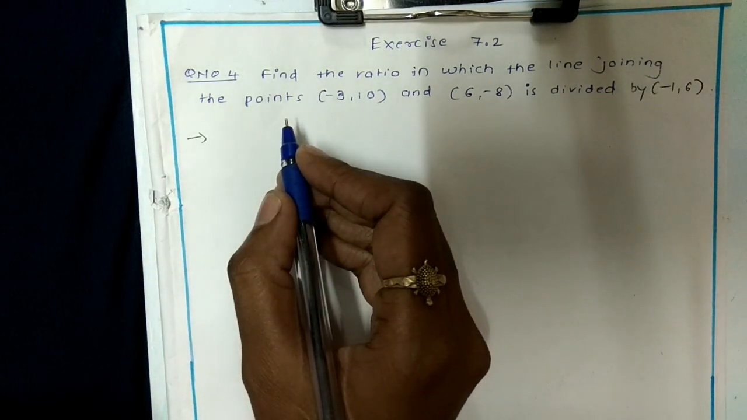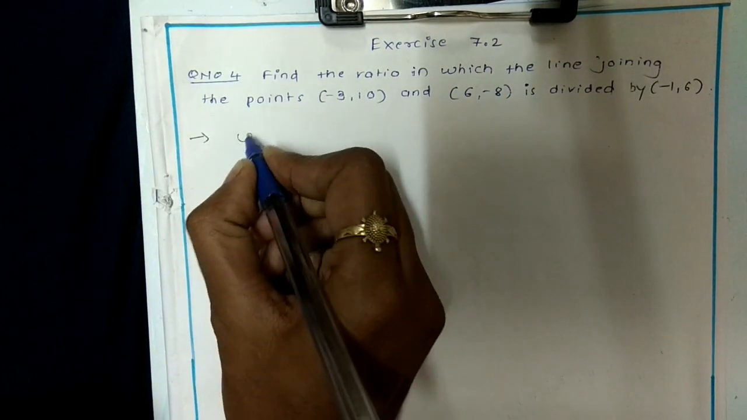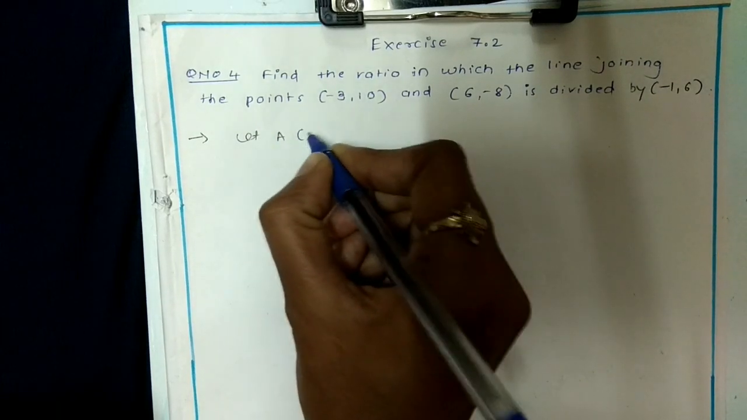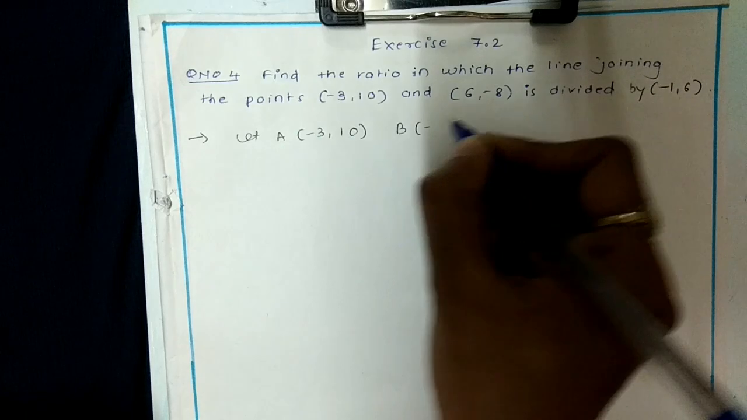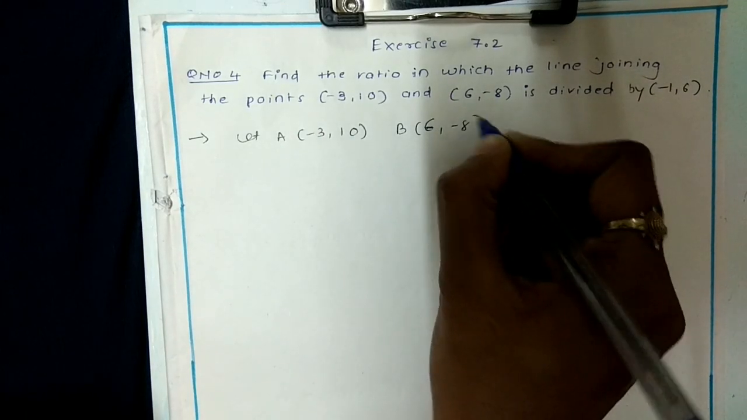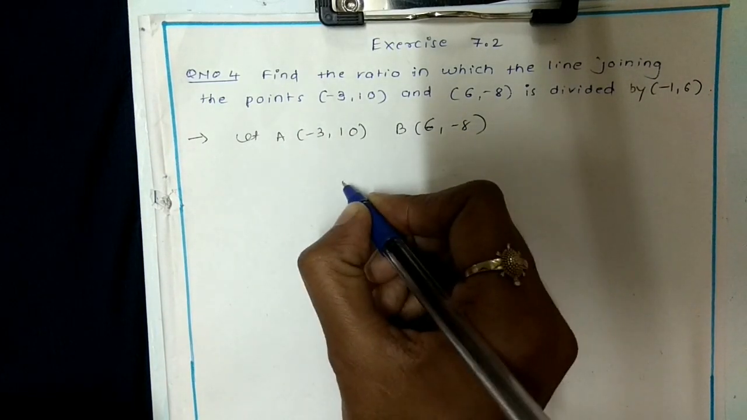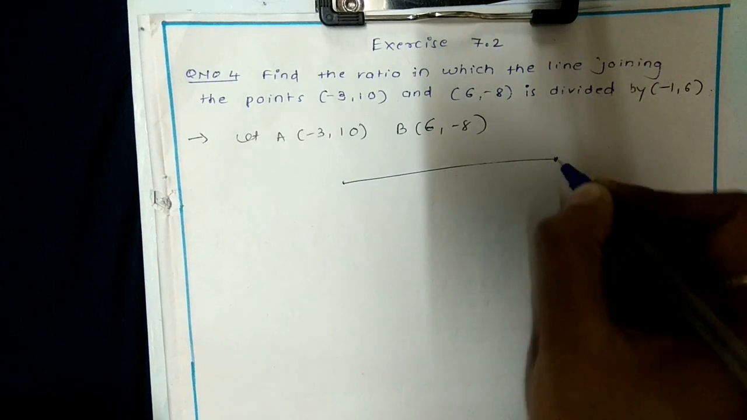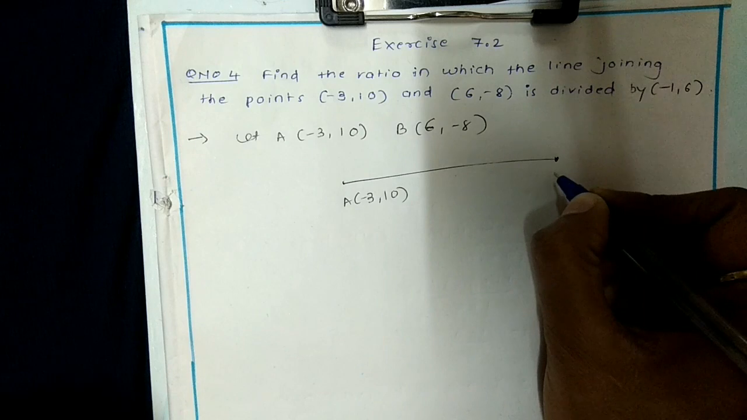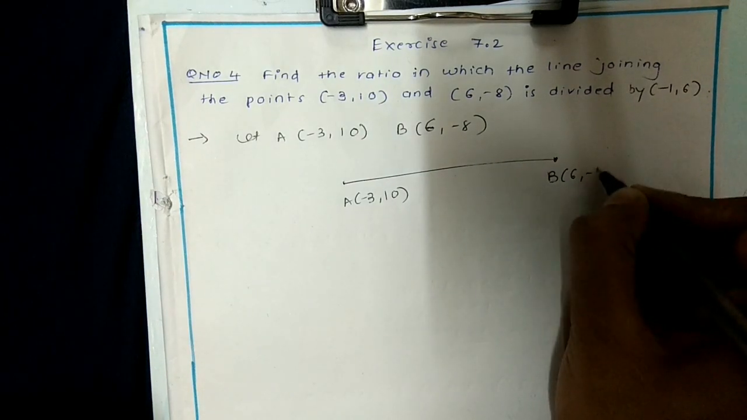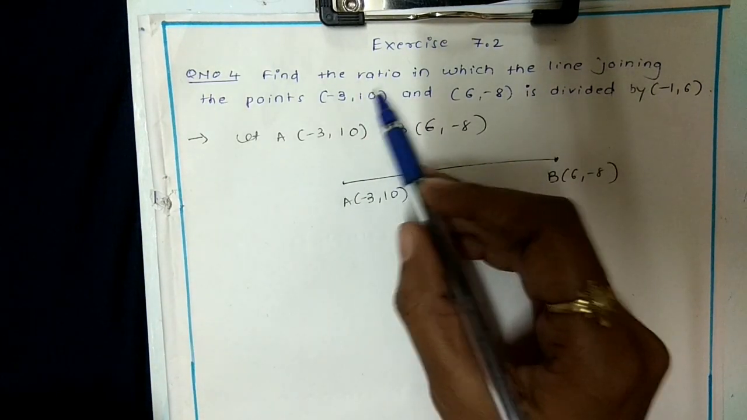So first let us consider here: let A be the point (-3, 10), and B be the point (6, -8). And this is a line. Let us take A here as (-3, 10), and B is (6, -8). And you have to find out the ratio.